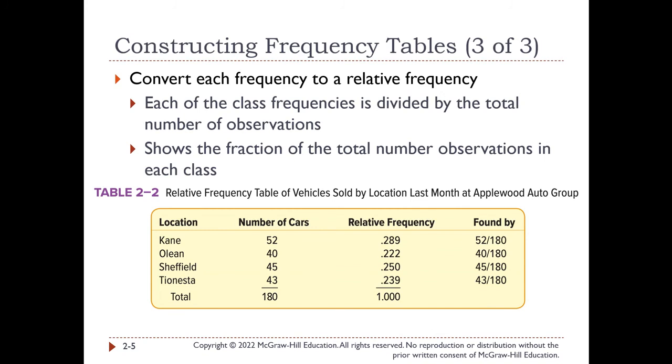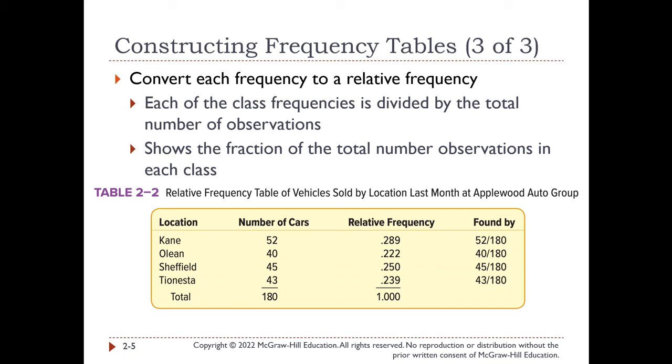Now we're going to convert each frequency to its relative frequency, which basically means the percentage of the whole. This will be the total, so the 180, and we're going to divide all those numbers by our total. So the observations that we've seen are the data for that class. For Kane, we'll take 52 and divide by 180, which was the total. And its relative frequency is 0.289.